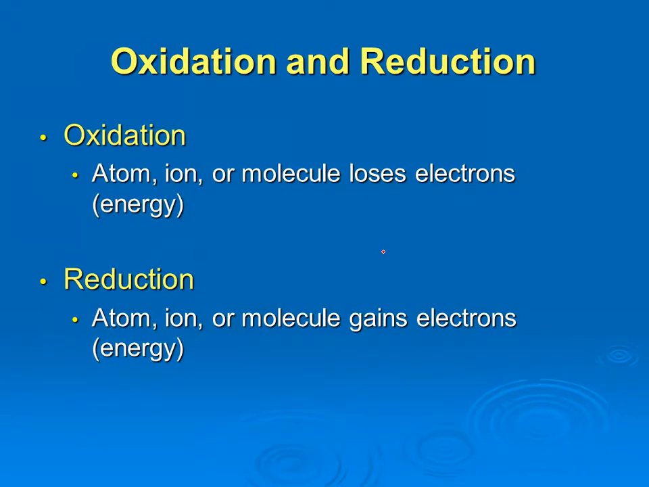Oxidation: an atom, ion, or molecule loses electrons. You can associate electrons with energy, right? Electrons are energy. And so make sure you realize that, because whenever substances lose electrons, that's also losing energy. So if something becomes oxidized, it generally means it has less energy. If something becomes reduced, it generally means it has more energy.